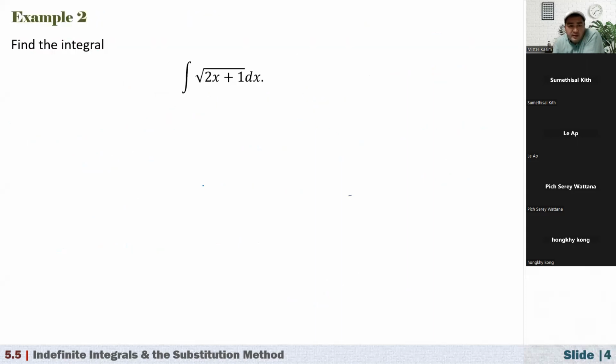All right, another example. Find the integral, that means compute the indefinite integral using this method, okay. So how can I write this integral in this form? Here we have the integral of square root of u, and here we have du. How can I do that? Okay, to do this, suppose I label this 2x plus 1 by u, and substitute this.